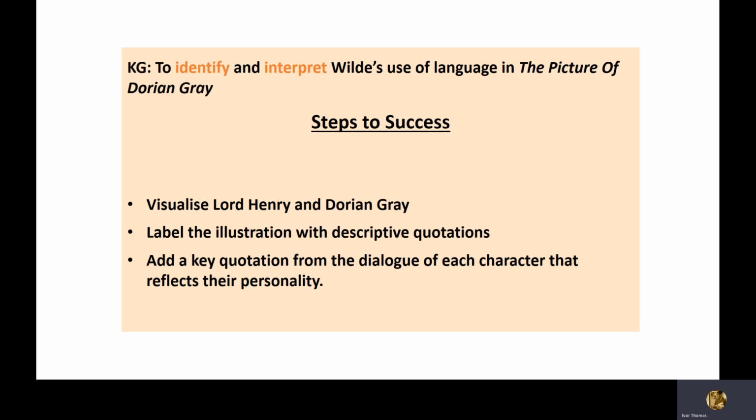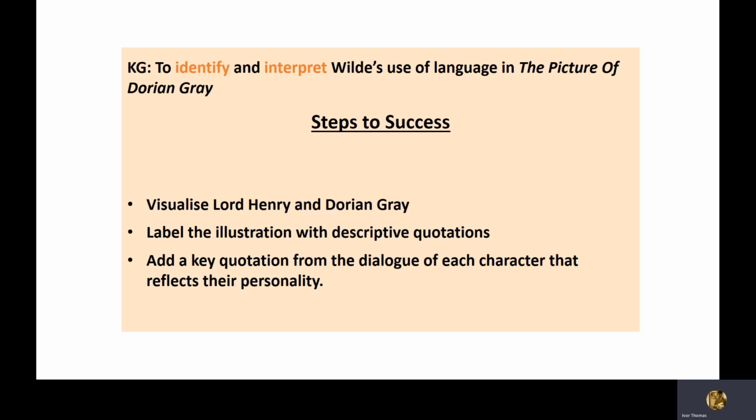Today, we are giving you a creative task. Some drawing and labeling. So you visualize Lord Henry and Dorian Gray, basically draw them. But you need to find some relevant quotations from chapter 2. Label the illustration with descriptive quotations. So what do they look like? What do Dorian's lips look like? What do Lord Henry's clothes, his fingers look like? Anything that gives you a clue as to how they appear physically. And then you add a key quotation from the dialogue of each character that gives you the essence of what they believe in. So something that reflects their personality, something in a speech bubble that they say.